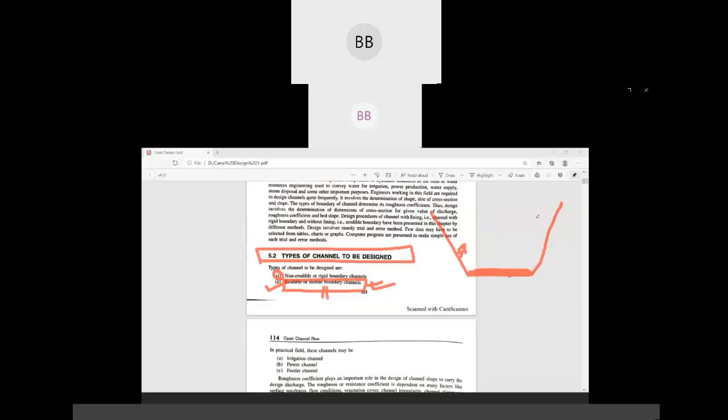So that is why there are some disadvantages also for mobile boundary channel and some advantages also. Those things you are going to study in your irrigation subject. Here we are going to study only how to design this channel, or how to design this mobile boundary channel, or you can say erodible boundary channel. We will discuss both, but first we will discuss about erodible or mobile boundary channel.